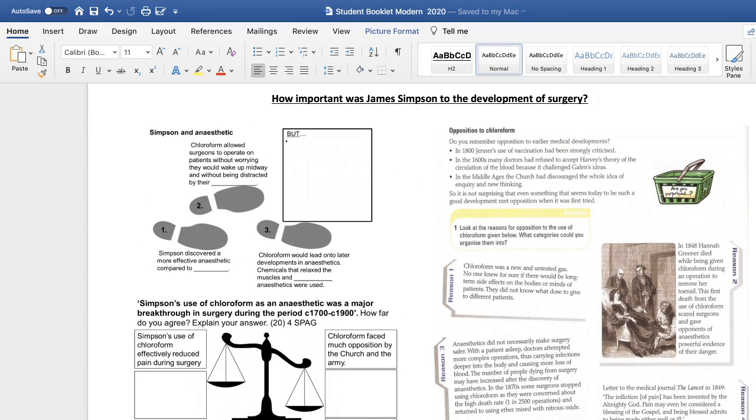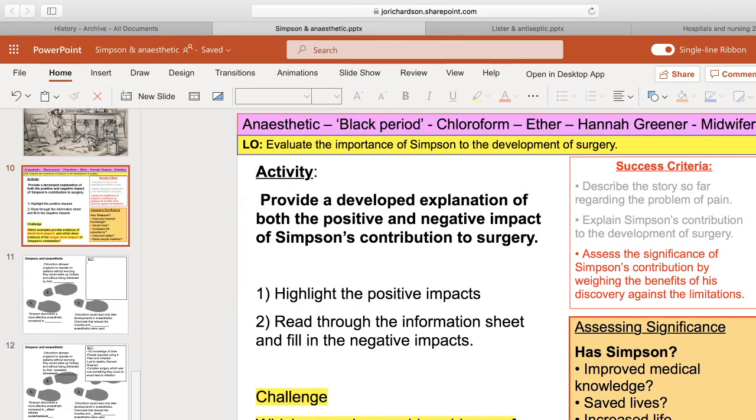There is a challenge, so I'll put it back on the slide. If you finish, you can provide examples that show evidence of short-term impacts and evidence of the longer-term impact of Simpson's contribution. If you want to do a challenge, think about how he fits our valid criteria.